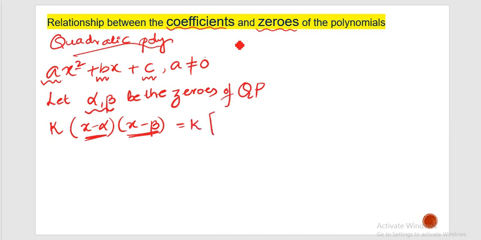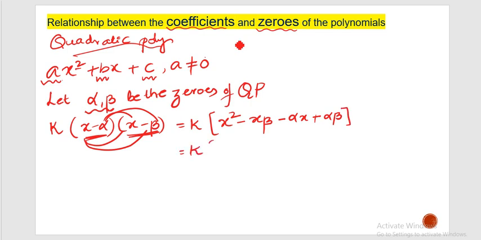So k times, how to do the multiplication? Already we know. We get x square minus x into beta. First I multiplied x with x and x with minus beta, and after that I continue by multiplying minus alpha with x and minus beta. Then what I get is minus alpha x plus alpha beta. This is what I get when I multiply.